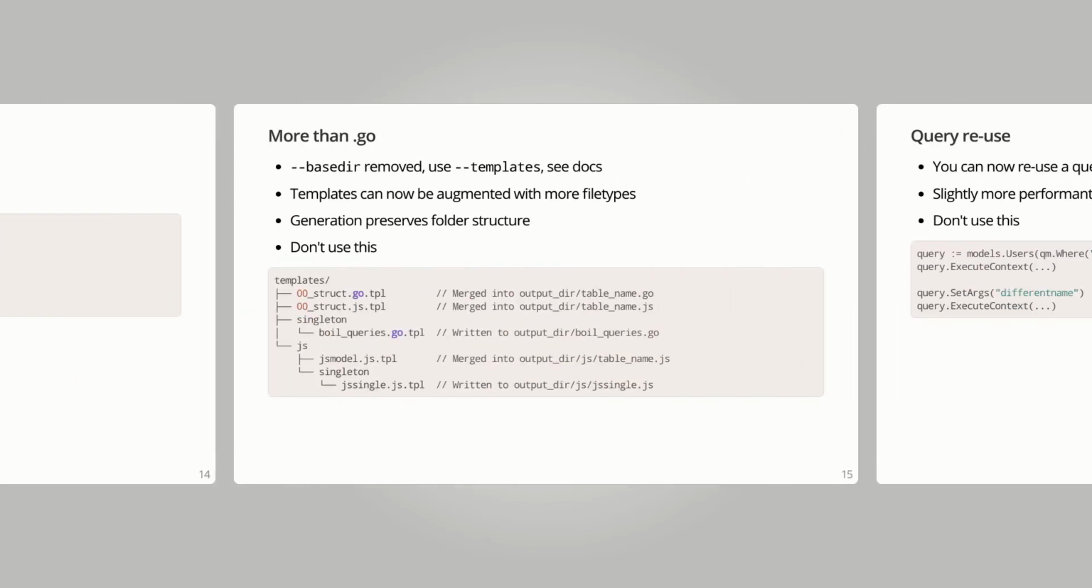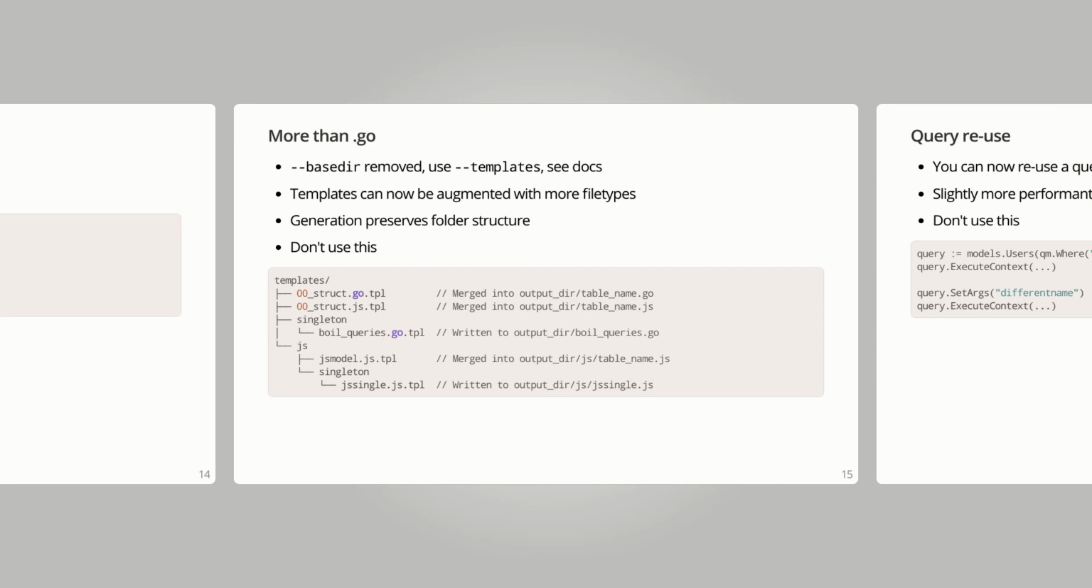More than .go. So this feature was requested because people are starting to use SQLBoiler for more and more stuff. And one of the things that's nice about SQLBoiler is it generates all these pretty structs for you. But you also might want to generate, say, some JavaScript that can serialize your model, or you might want to do some protobuf or whatever. Now it's possible to do this.